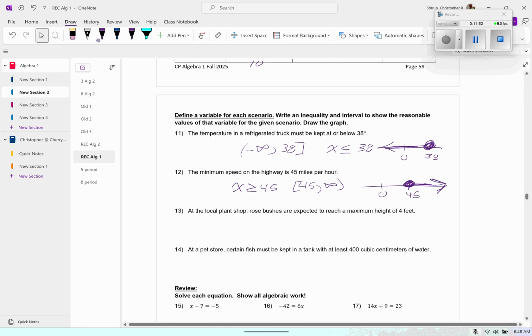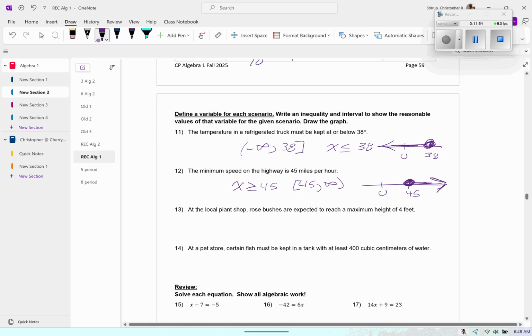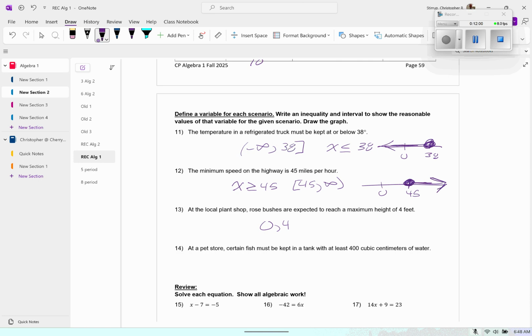At a local plant shop, rose bushes are expected to reach a maximum height of 4 feet. So it's going to go from 0 to 4 feet. So maximum height's this. I guess it could be 0 feet. So we're going to go 0 is less than or equal to x, which is less than or equal to 4. And on a number line, we have 0 here, we have 4 here. So it's solid dot here, shade this way, solid dot there. I don't know why my solid dots went bye-bye, but there we go.